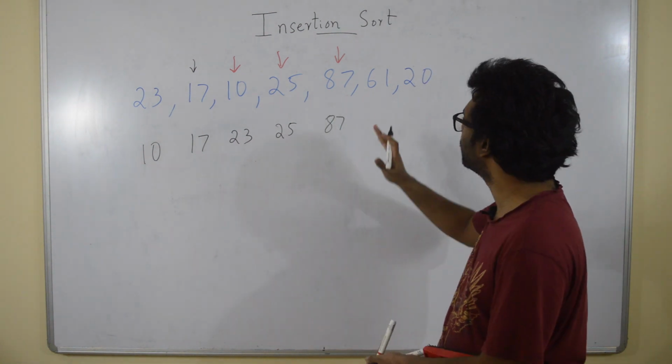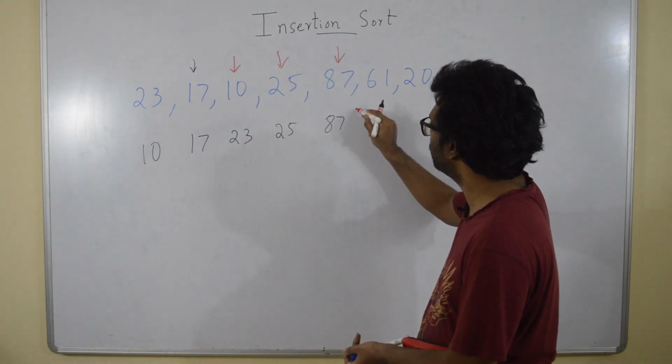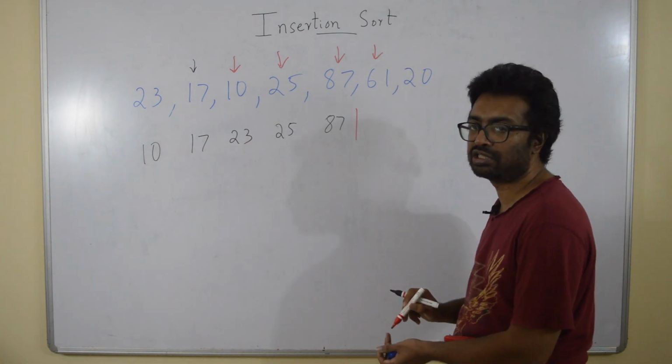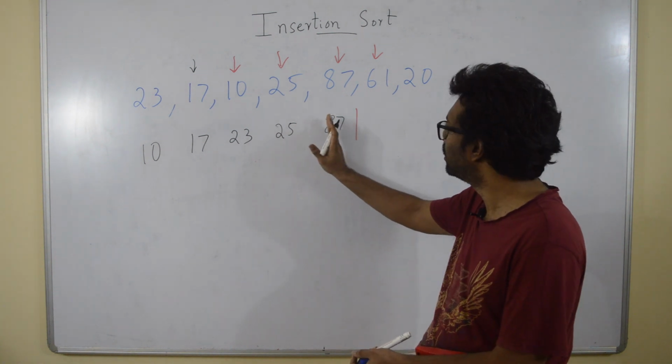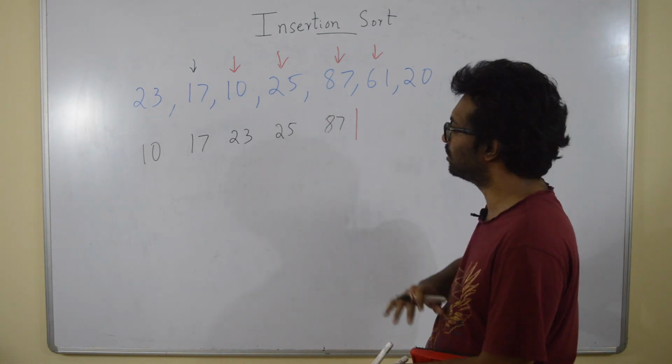We haven't modified anything. Next, we have to look at 61. Where should 61 come? 61 should come here, in the place of 87. So I'm going to copy 61 here and push 87 that side.